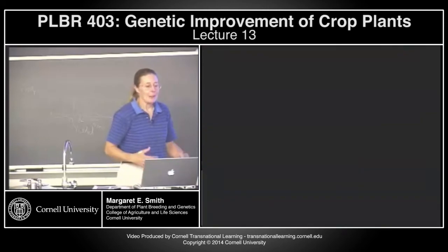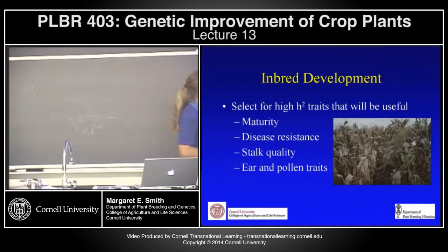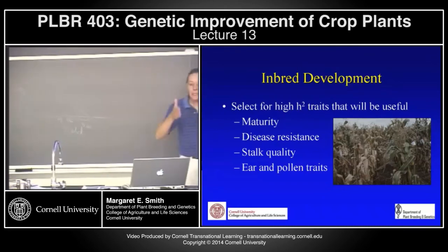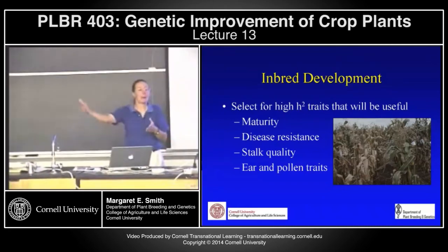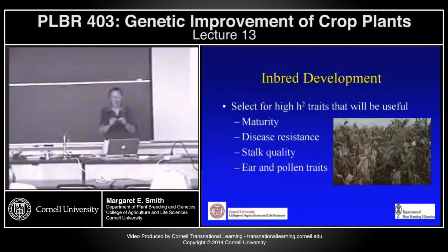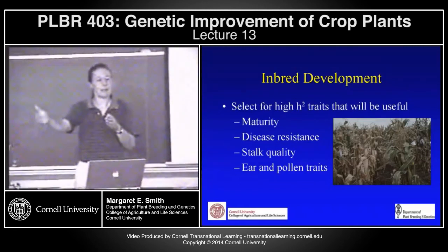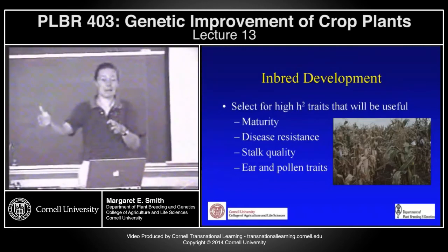So inbred development: I said you want to select initially for high heritability traits that will be useful. These are things that, when you see them on the inbred plant, are likely to be passed on to its hybrid progeny. What is high heritability? By definition, it means you have lots of additive gene action. What is additive gene action? I always like to define it as what you see is what you get. The parent, if it has early maturity, will pass on those additive genes to its hybrid progeny, and the progeny will also have early maturity.